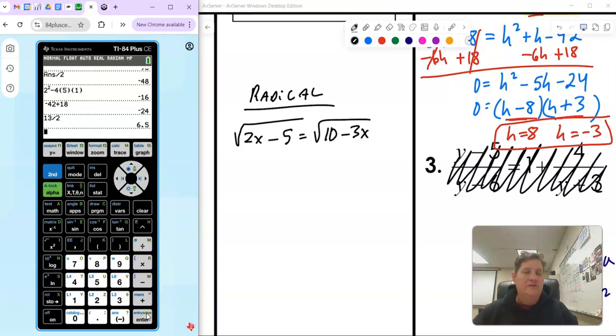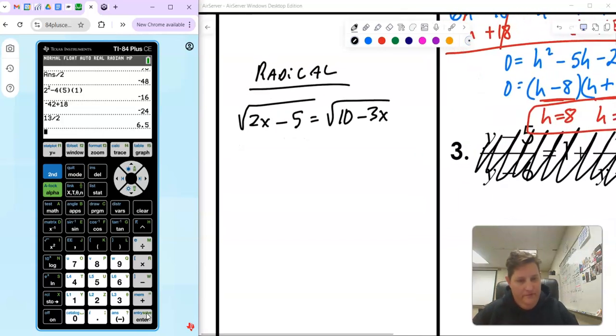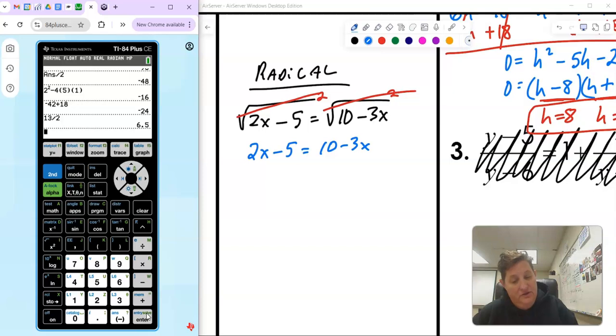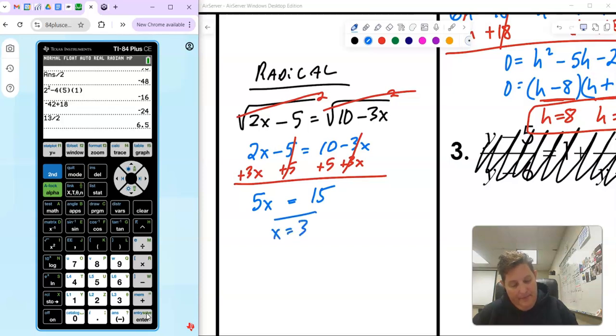Here's the first type of radical equation you're going to have on your review. All you do is square both sides. The radicals go away. I get 2x minus 5 equals 10 minus 3x, and I just solve it like normal. I get the x's on one side, so that gives me 5x. I get the numbers on the other side, so that gives me 15. And so I get x equals 2.